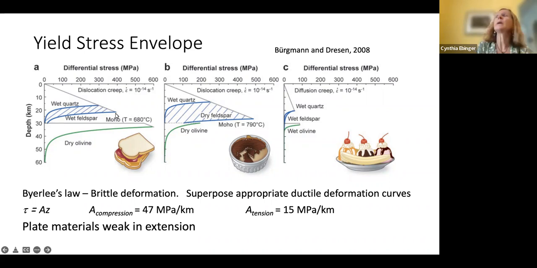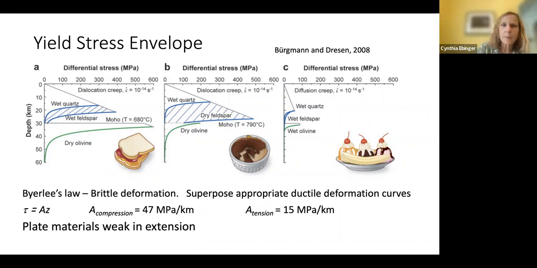Well, these are dislocation creep curves, assuming a strain rate of 10 to the minus 14 per second. So we superpose this brittle envelope and the ductile envelope, and the area under the curve then is the strength, or the yield stress. Here we have a dry olivine in the mantle. You see here's this yield stress, and then the intersection with the dislocation creep.